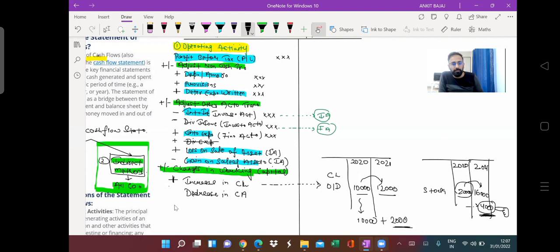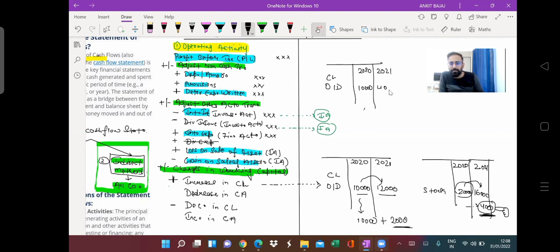What we have to reduce here: whenever there is a decrease in current liability, that is to be reduced, or whenever there is an increase in current asset, we have to reduce. Why am I saying that a decrease in current liability will reduce? I will be taking the same example. Here the company has taken OD, which is a current liability for us. In year 2020, the OD balance was 10,000.